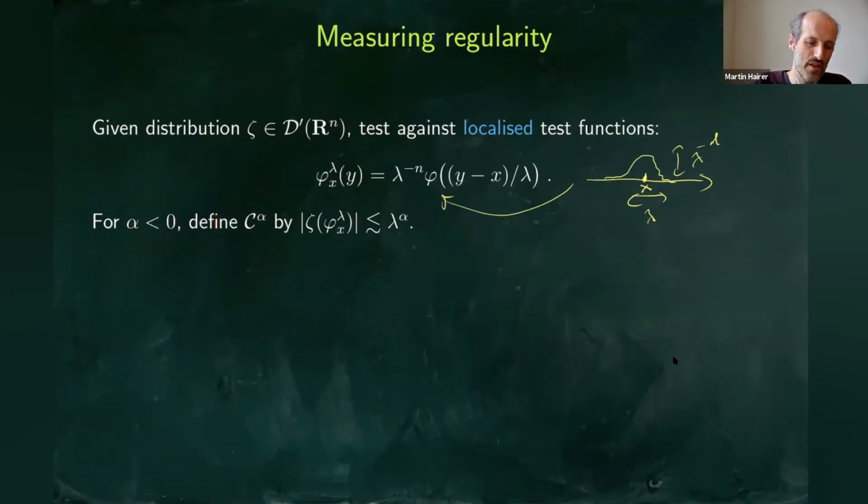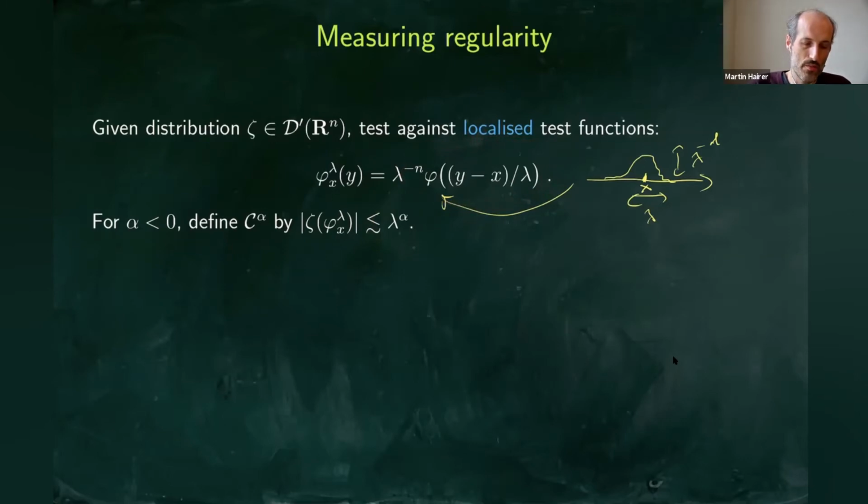If alpha is positive, that definition doesn't quite work because this would typically just converge. Even if this is a smooth function, this would just converge to the value of the function at x. And so it's not going to go to 0, so it's never going to satisfy a bound like this with positive alpha. But actually, it's going to go to 0 if you take a function here that integrates to 0.